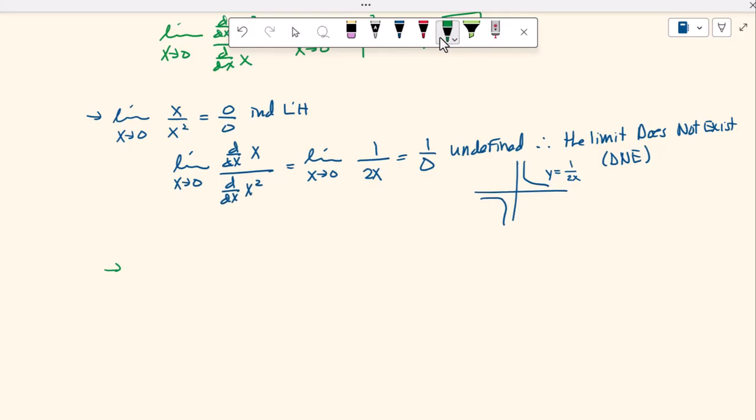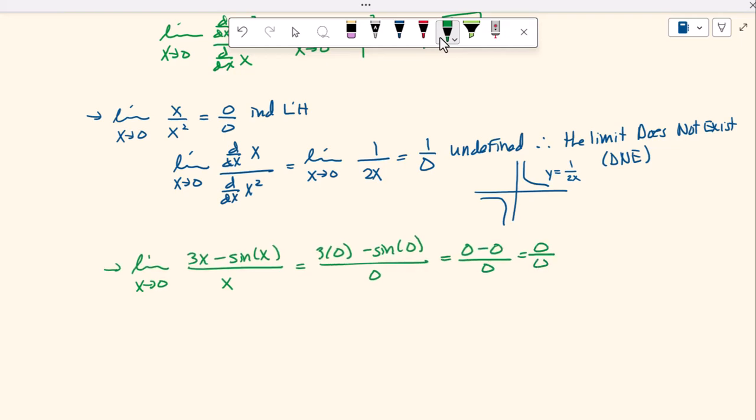Okay, let's go ahead and look at a few more. Let's get some trig in here. So 3x minus sine of x, all over x. So let's go ahead and plug directly in. So this would be 3 times 0 minus sine of 0 all over 0. That's 0 minus sine of 0 is 0 over 0. 0 over 0 is indeterminate L'Hopital's. So I have to do more work. Keep going.